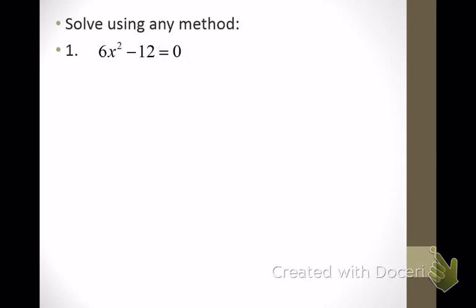So now that this is equal to 0, I look and I see that there is no middle term, there is no b term, there is no linear term. That means I can use the square root method, and that makes me very happy because it's very easy to do so.